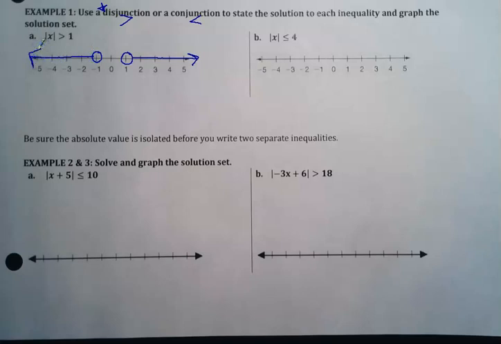All right, and then we have to write that out as a disjunction. So again, our x values are over here. So x is less than negative 1, or x is over here, so x is greater than 1. And this is our or statement.